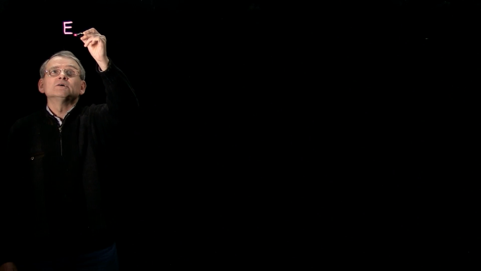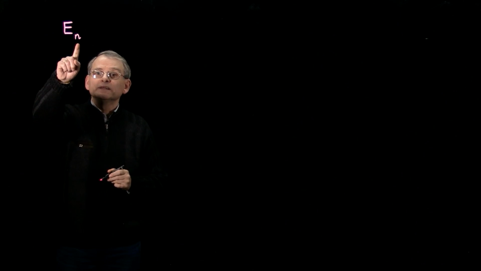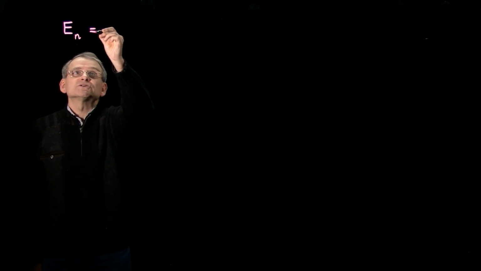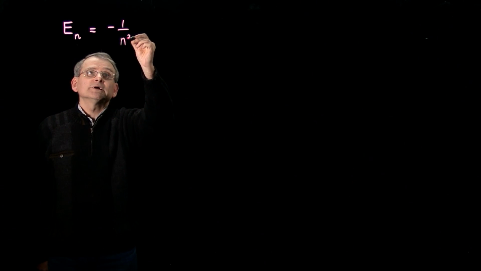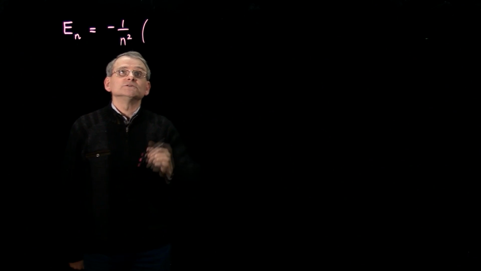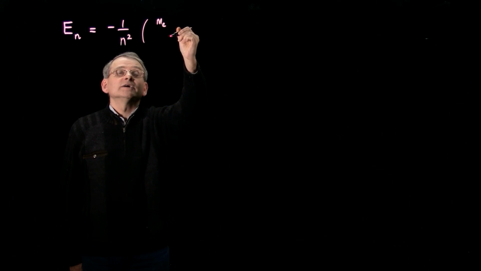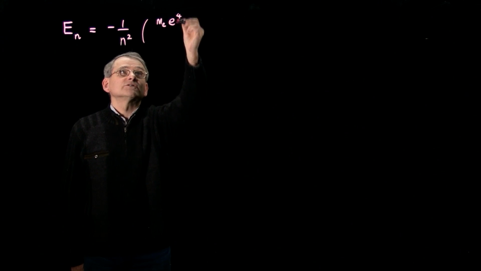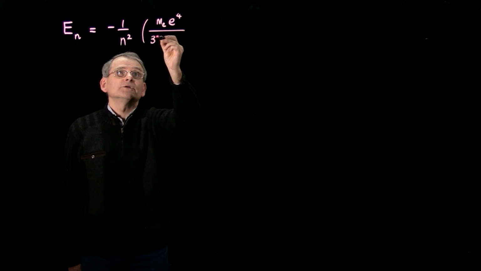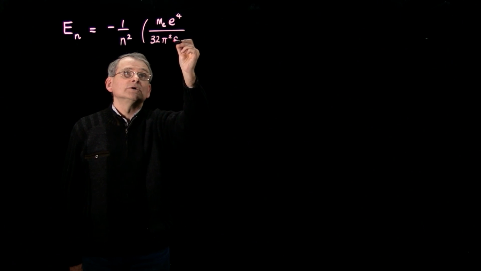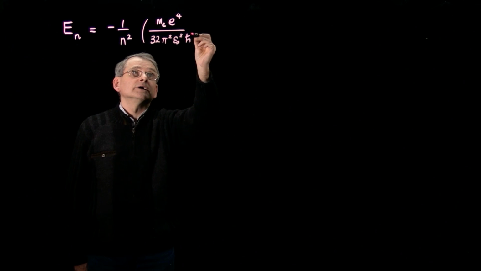You'll recall in the previous video we derived, using Bohr's postulates, the quantized energy levels for the electron in the hydrogen atom. Just let me remind you of the result. The energy in the nth stationary state was given by this expression here: minus 1 on n squared times a combination of constants, which comes out to be m_e, the rest mass of the electron, times the charge of the electron to the power of 4, over 32 pi squared epsilon naught squared h bar squared.